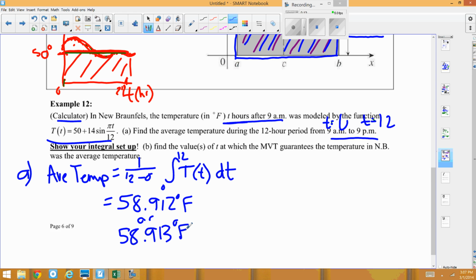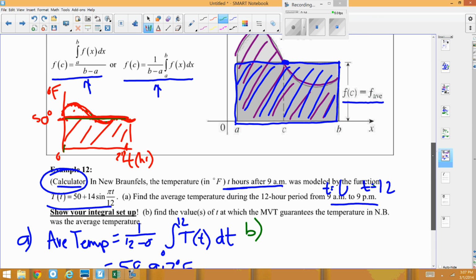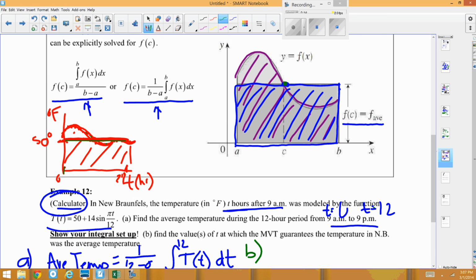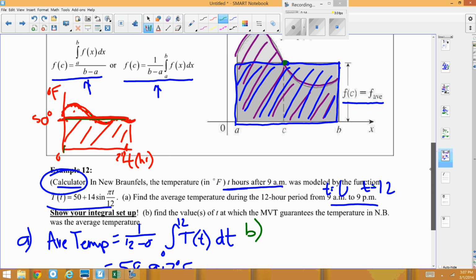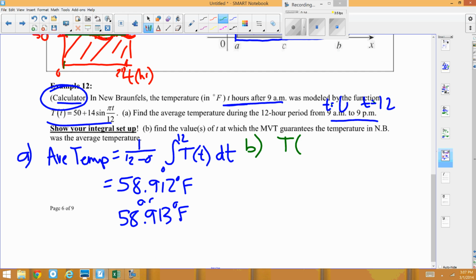All right. Now, this is a neat thing that you can do with a calculator. You can even do it if you're scared to use your calculator. We find the values of t at which the MVT guarantees the temperature was the average temperature. So we're trying to figure out, where does the function equal that value? And it's 58.912, but it wasn't exactly that. You rounded. So you can store that into your calculator as some letter. Why not A? It doesn't matter.